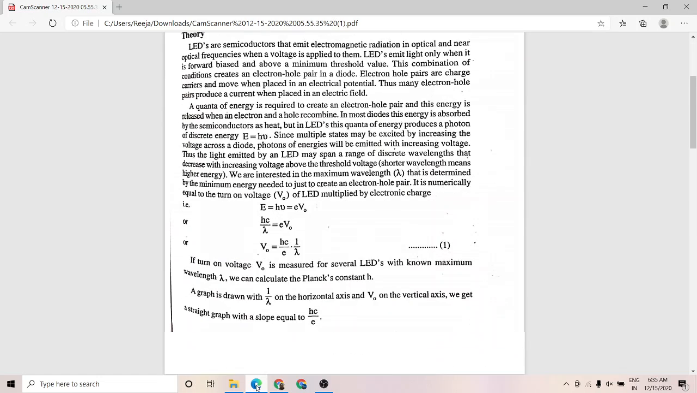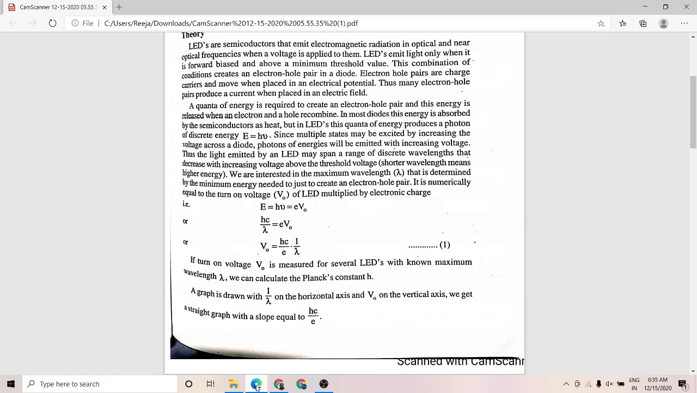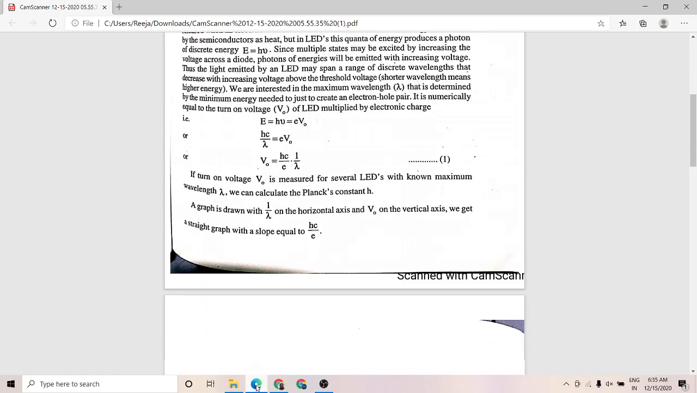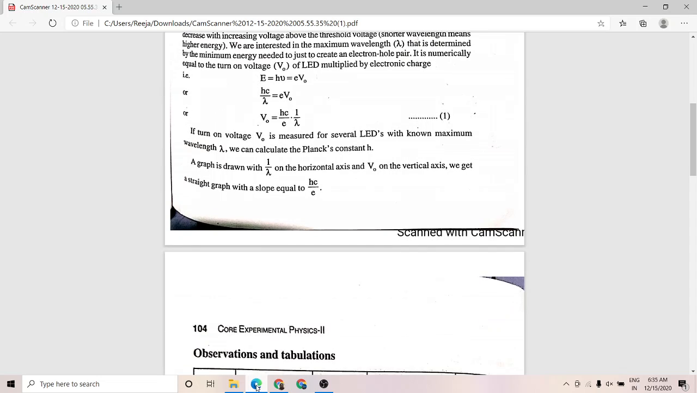And the theory of this experiment, as we have already discussed, is that LEDs are semiconductor devices that emit electromagnetic radiation in the optical region or visible region of the electromagnetic spectrum. Now, LEDs emit light only when they are forward biased, and this forward biased potential should be above a minimum threshold value. So these are the two conditions required for LEDs to emit light.